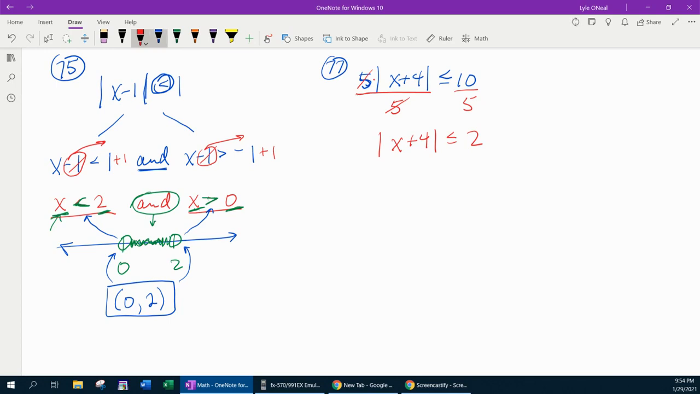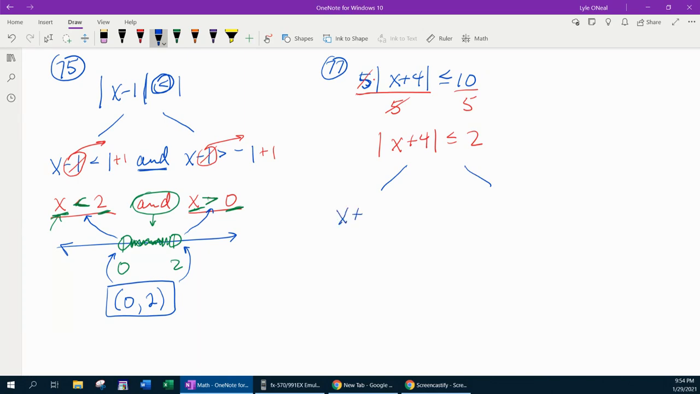Now, next step, remember I said if it's true, split it in 2. Is positive stuff less than or equal to 2? Yeah, there's some positive stuff less than or equal to 2, correct? Like 1, a half, a third, a sixth. Yeah, there's lots of positive stuff that is less than or equal to 2. If it's true, split it in 2.